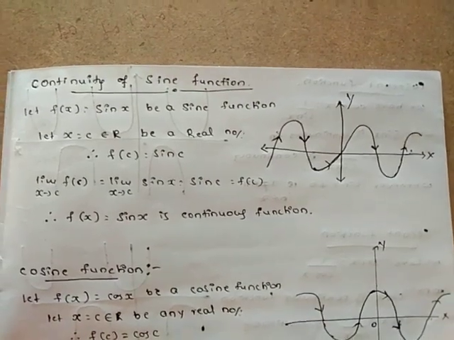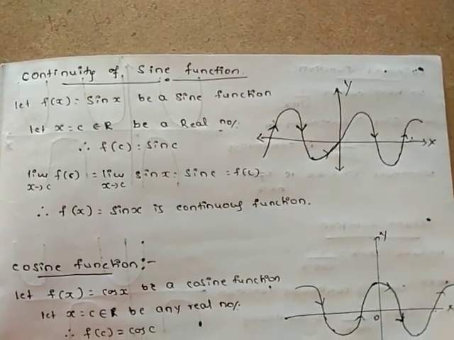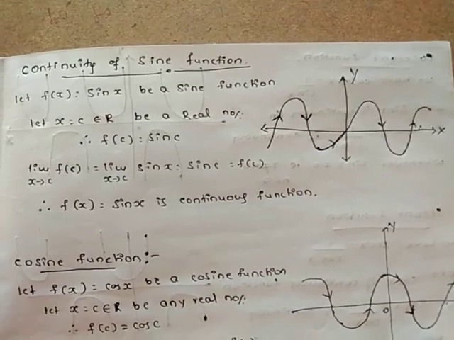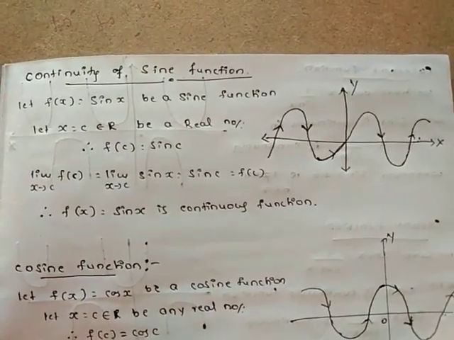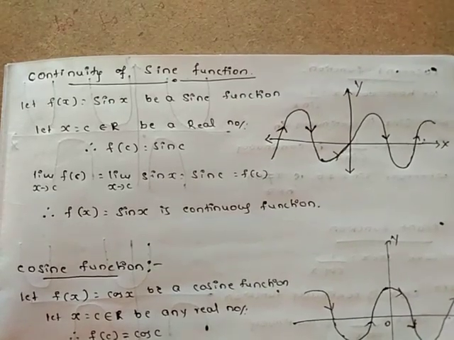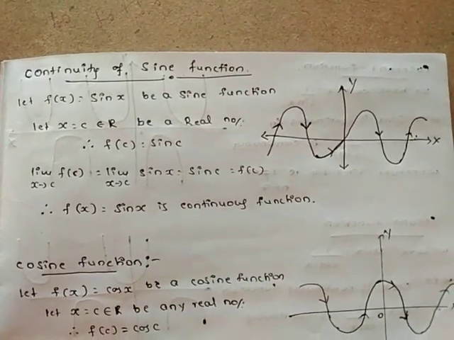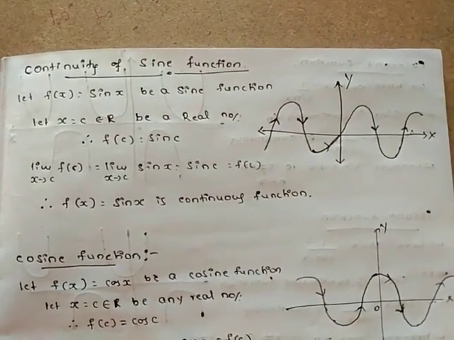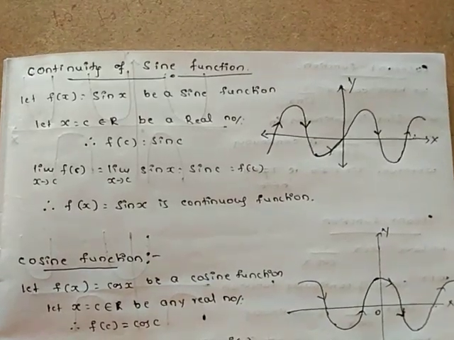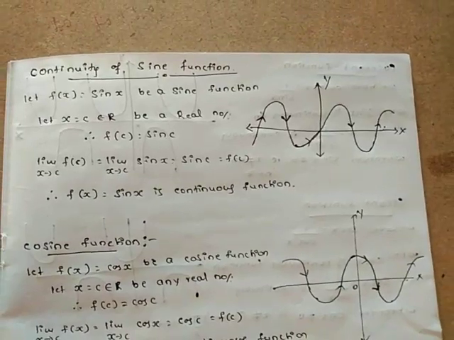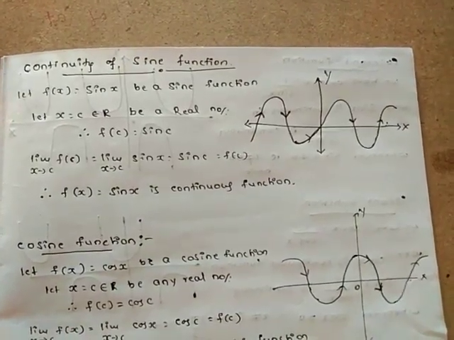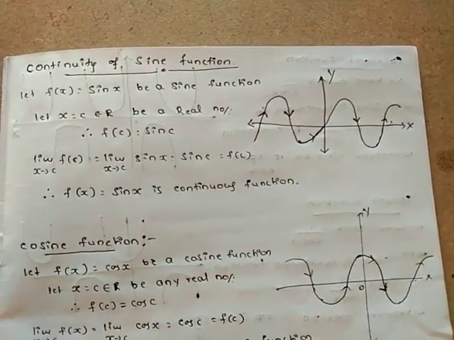So hi, in this video we need to check the continuity of the trigonometry functions. We have the 6 trigonometry functions: sin theta, cos theta, tan theta, cot theta, secant theta as well as cosecant theta. We need to check the continuity of these 6 trigonometry functions.